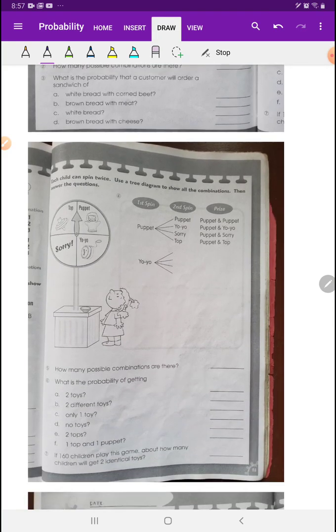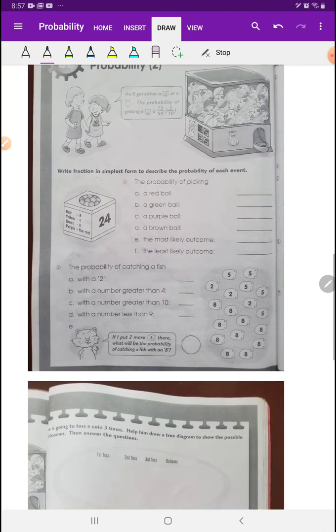Now this one here, they require you to do more of the work. So they've already done puppet for you, yay, and they've already done yo-yo for you, yay, but they haven't done top and they haven't done sorry. You got to make sure that for the first spin, you talk about all 4. You have to talk about puppet, you have to talk about yo-yo, you have to talk about sorry, and you have to talk about top. And then for the second spin, you got to talk about all 4 every single time. You see how it's 4? So the next one, you also have to talk about all 4. And the next one after that, you have to talk about all 4.